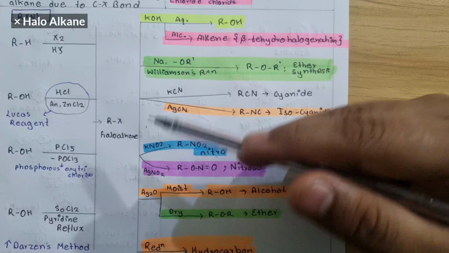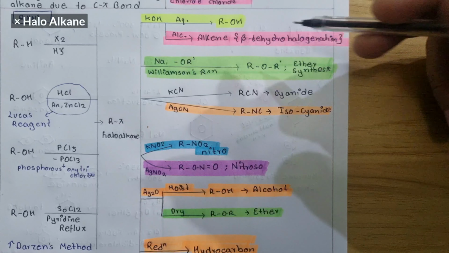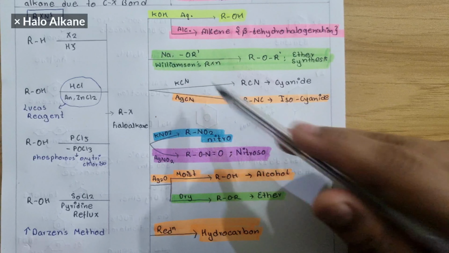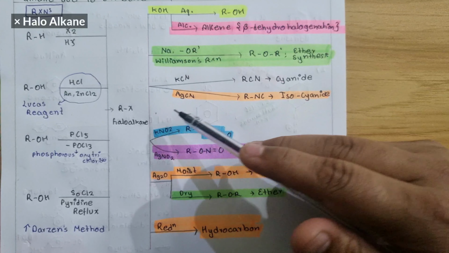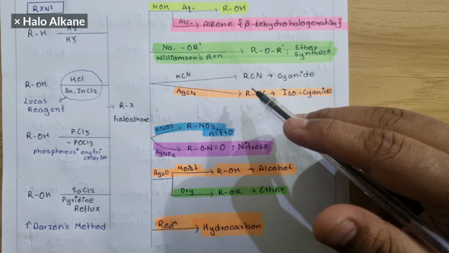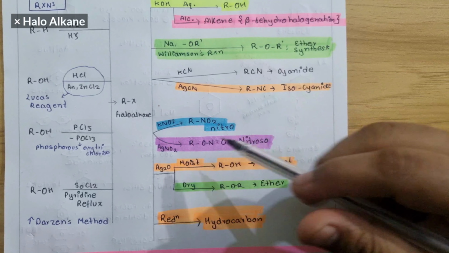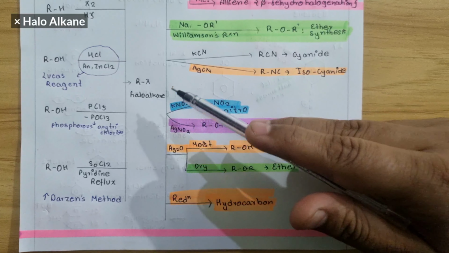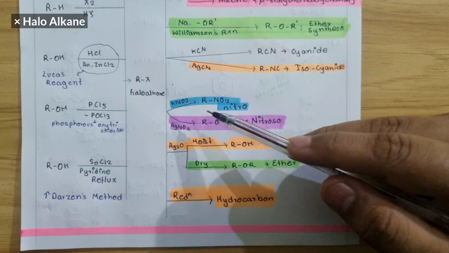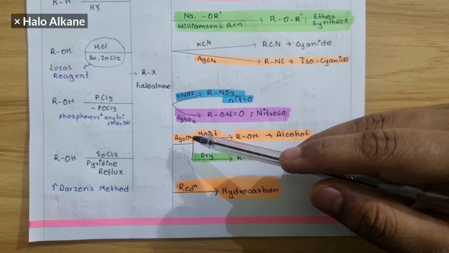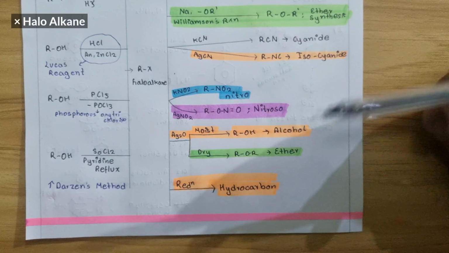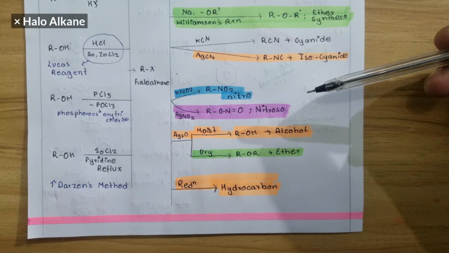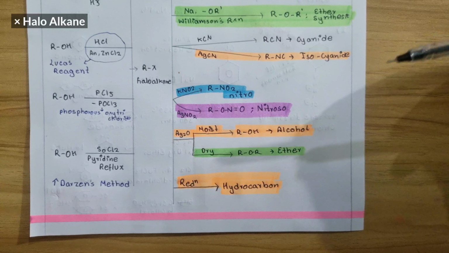If a haloalkane goes through Williamson's reaction, it forms ether. If haloalkane reacts with KCN, it forms cyanide, while it reacts with AgCN, it produces isocyanide. When haloalkane reacts with AgNO2, it forms nitrite compounds, but if haloalkane reacts with KNO2, it forms nitro compounds. When it reacts with silver oxide in moist condition, it forms alcohol, but when haloalkane reacts with silver oxide in dry condition, it forms ether.